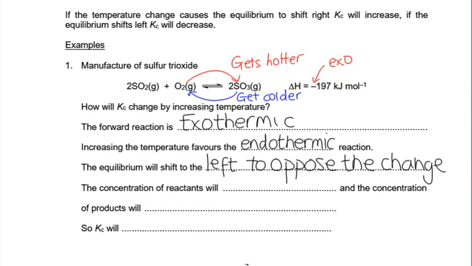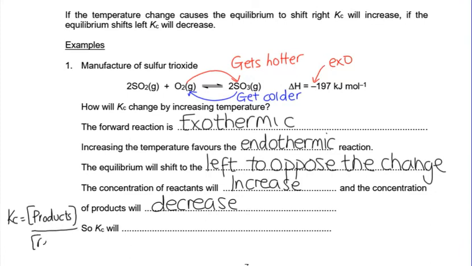And the concentrations therefore of our reactants will increase because we've shifted left and made more reactants, and the concentrations of the products will decrease. So remembering that Kc is concentration of products over reactants, what's going to happen to the value of Kc? It must decrease because we've got more bottom line and less top line. So we've got a smaller number on top and a bigger number on bottom. That makes a smaller fraction.